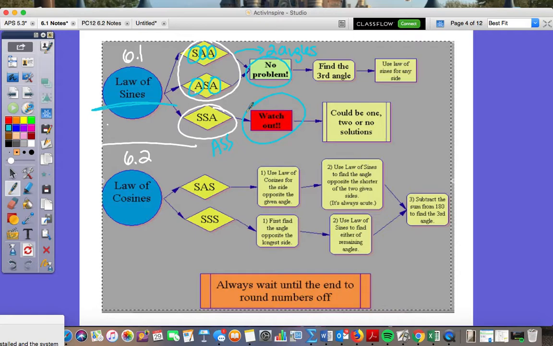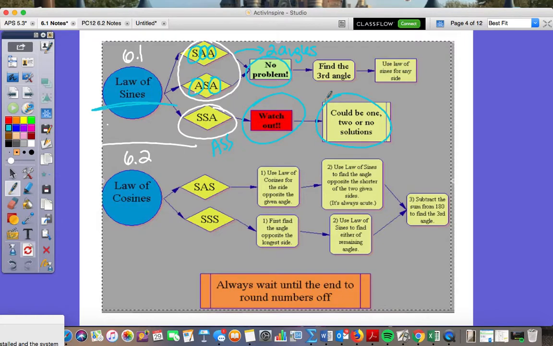Because in this instance, we do not have enough information to say definitively whether it will be just one triangle. It possibly could be 0, 1, or 2 triangles, depending on how we solve here, okay? All right, so how do we approach that? How do we do it?